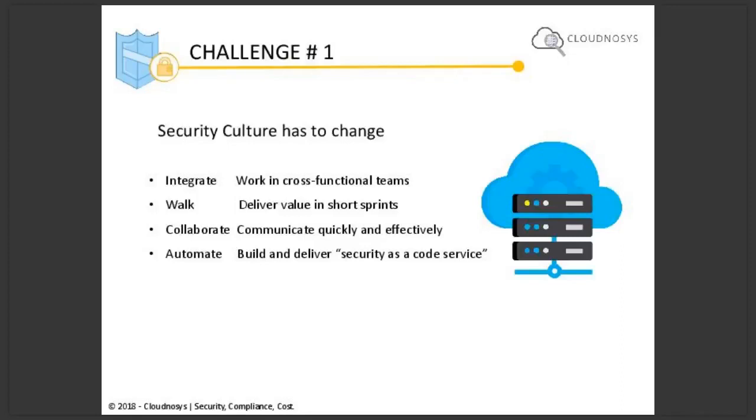The first thing is that you've got to work together as one team, right? So integrate your cross-functional team, and you've got to take some baby steps and walk, which means deliver some value in short sprints. Maybe you build a few automations. Let's say you build 5 security checks through code. That's a great win. Of course, collaboration is key. That's part of working closely with your cross-functional team, and automate. If you want to build and deliver a truly mature and repeatable process, then you need to consider a security as code service model. That should be your model moving forward.